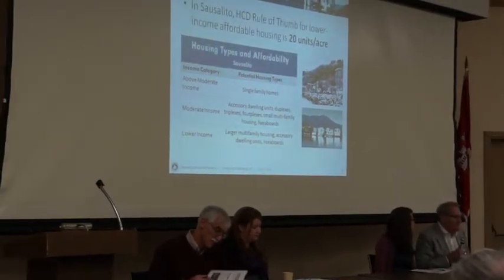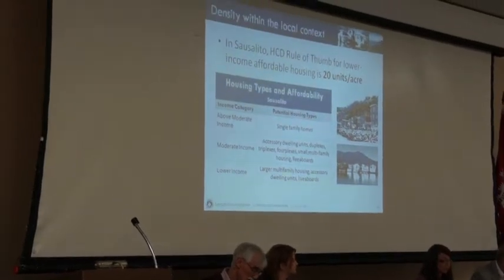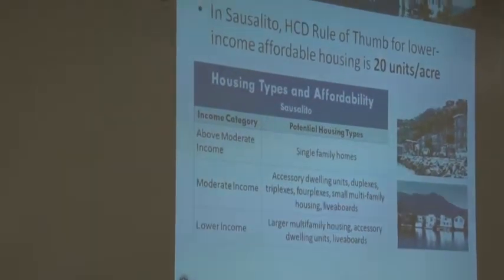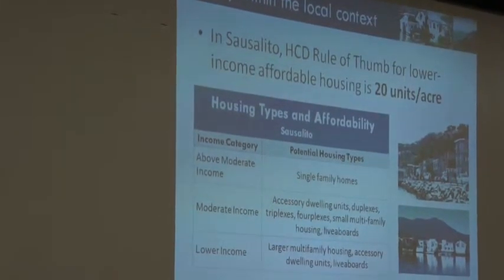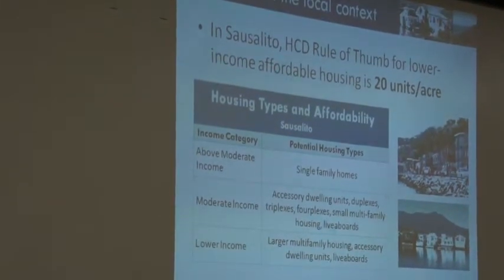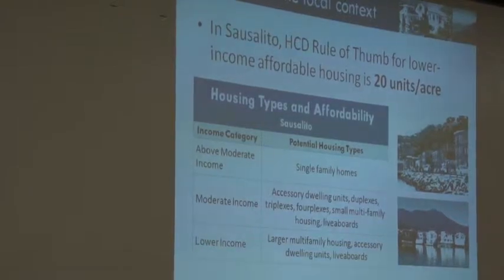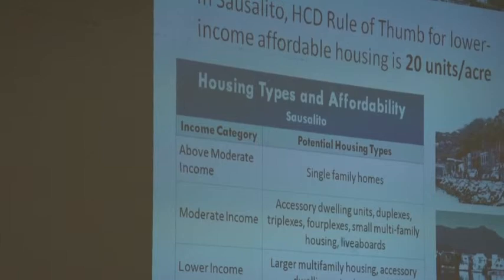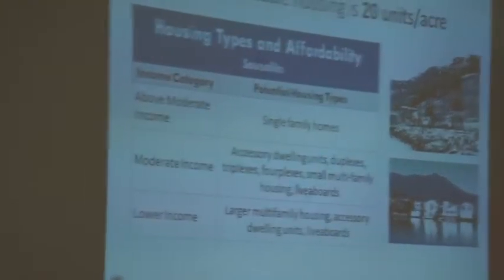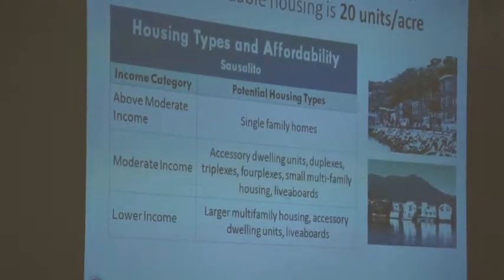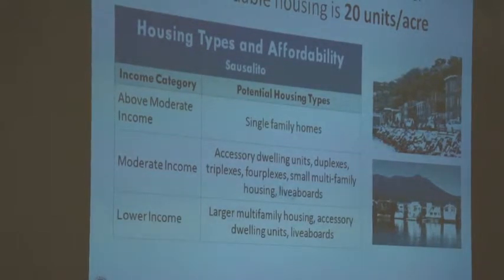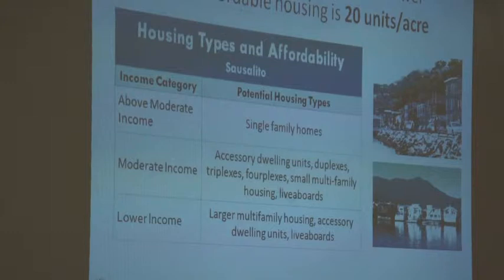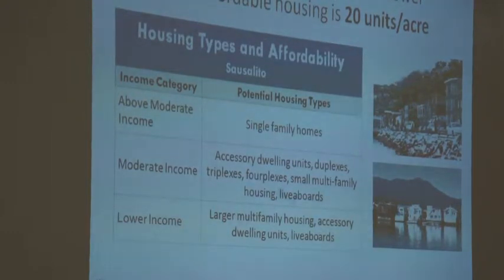We've taken this one step further and brought it down to the circumstances of Sausalito. And so in terms of above moderate income housing, that need is basically going to be met by single family homes. In the case of moderate income housing, again, that's that middle range, that need is going to be met primarily through accessory dwelling units, duplexes, triplexes, fourplexes, small multifamily, and liveaboards.